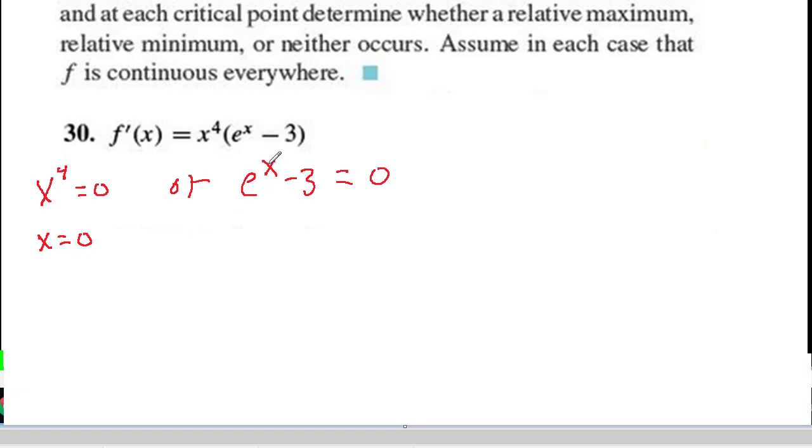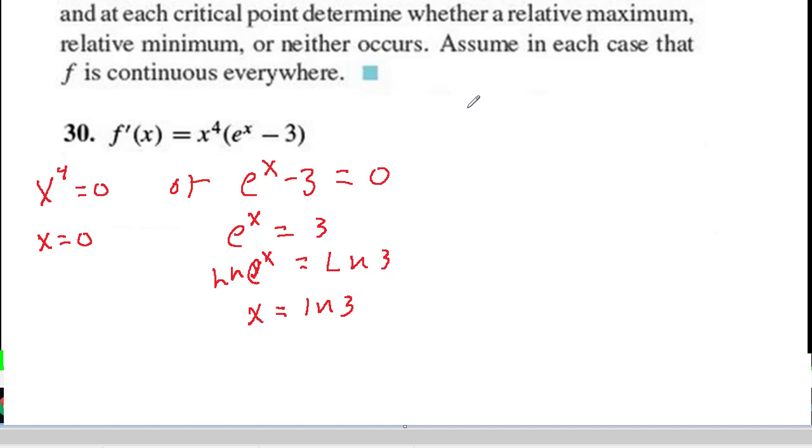For this one, the variable is in the exponent, so we can work backwards. We can first add 3 to both sides and get e to the x equals 3. And then take the natural log of both sides, so the natural log of e to the x will equal the natural log of 3. The natural log undoes the e to the, and you just get the exponent, so x equals the natural log of 3.